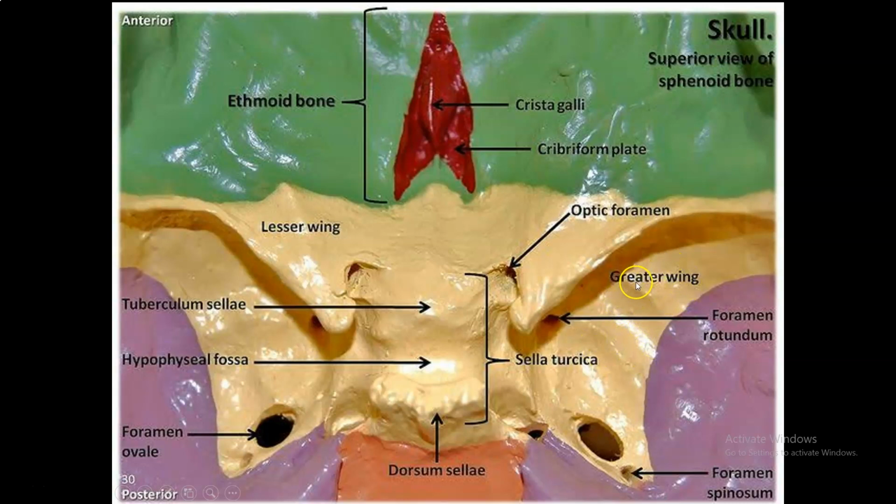The greater wing of the sphenoid is forming the lateral wall of the orbit, articulating with the zygomatic bone, and there is a fissure between the lesser wing and the greater wing, which is the superior orbital fissure. The medial part of the greater wing of the sphenoid contains foramina: one in the medial wall of the greater wing, which is the foramen rotundum, and two in the floor of the greater wing, which are the foramen ovale and foramen spinosum. What is involved here is the temporal bone.